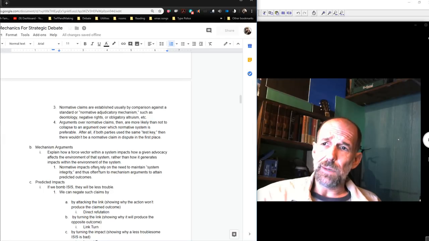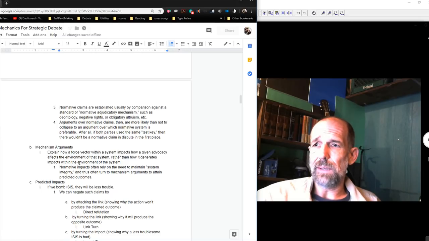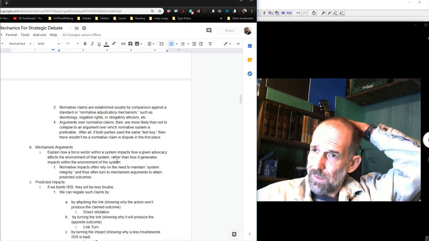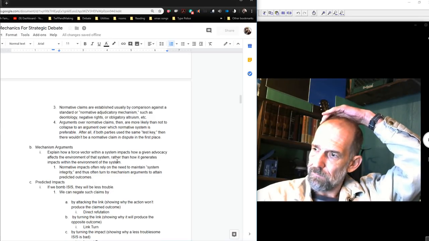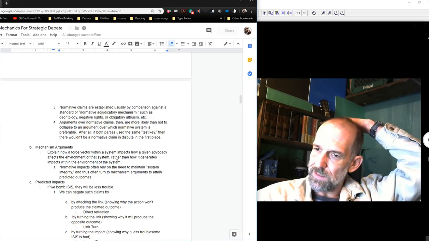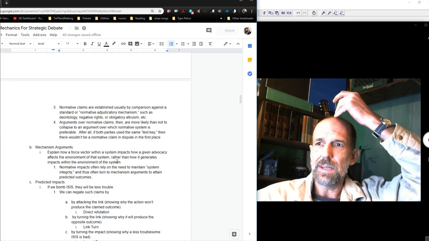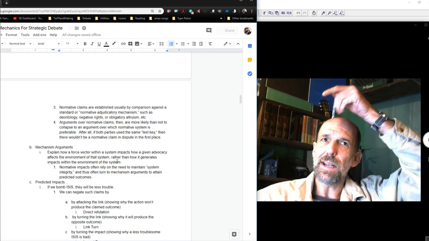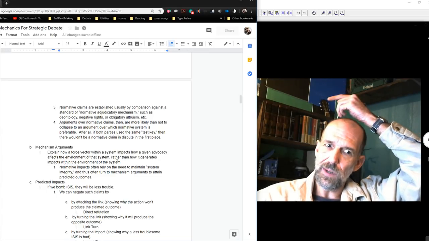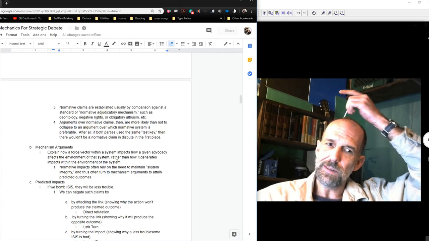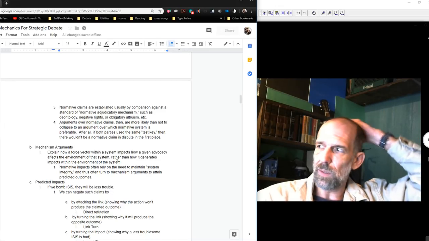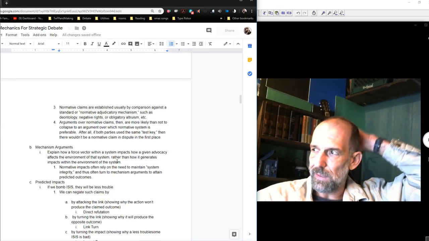B. Mechanism arguments. Explain how a force vector within a system impacts how a given advocacy affects the environment of that system rather than how it generates impacts within the environment of the system. So this means that you say, look, we need to apply this rule the same every time, even if it produces unjust results, because if we change the mechanism to eliminate that aspect that we don't like of it, it breaks the mechanism, and the thing that's much more important that we like doesn't survive anymore.